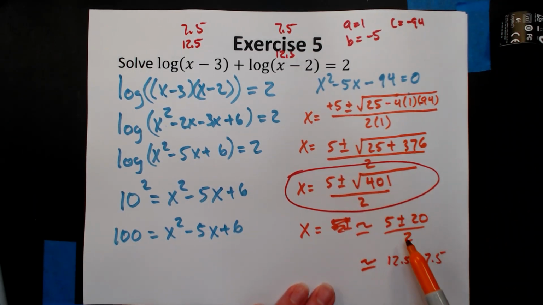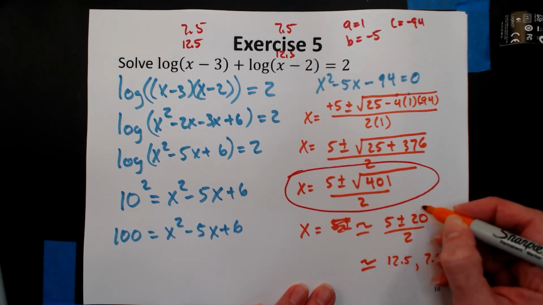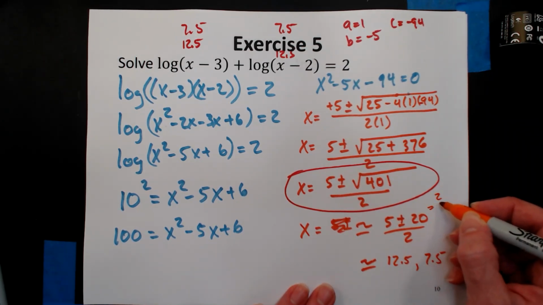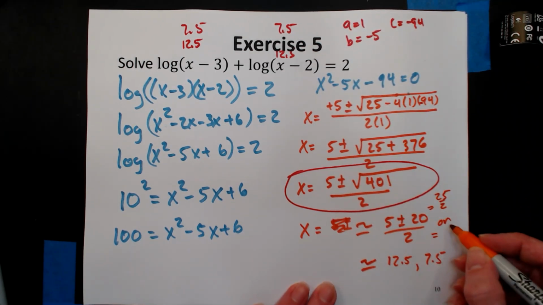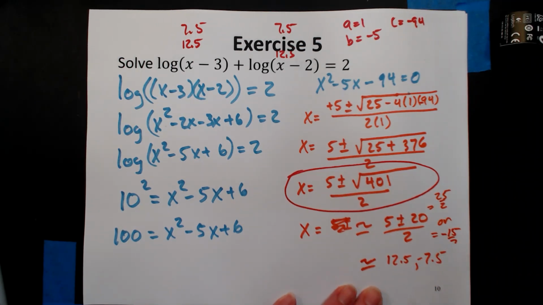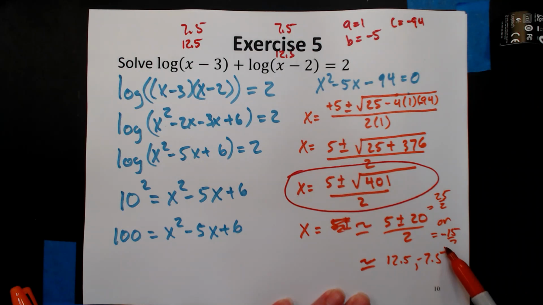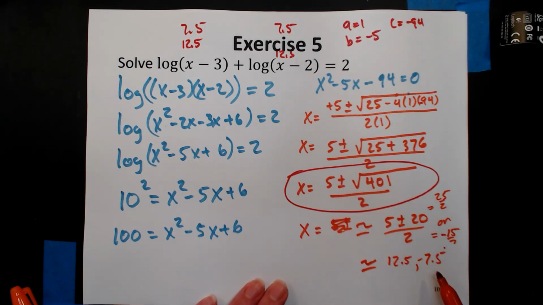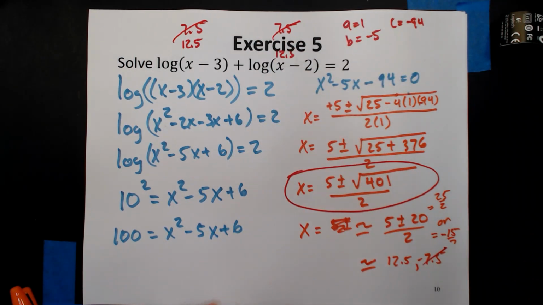So we get roughly 20 here. It's going to be 5 plus, this is actually going to be, when this is 5 plus 20, we're going to get 20. So we're going to get either 25 over 2, or we're going to get negative 15 over 2. So this is actually negative 7.5. So one of these is not going to work. I was pretty sure one of them wasn't going to work. And so this negative version is not going to work. Only the positive answer is going to work.